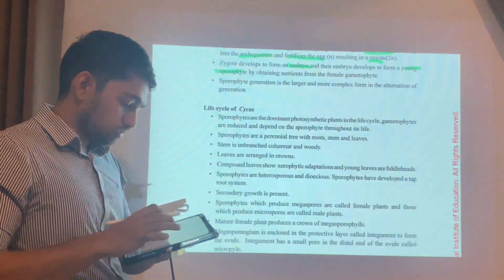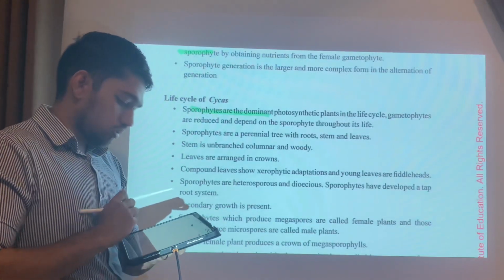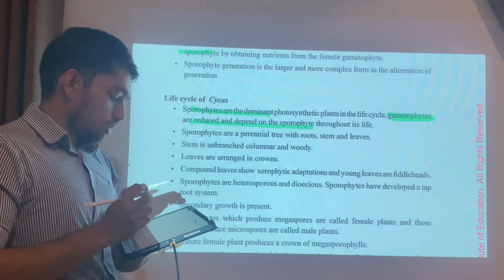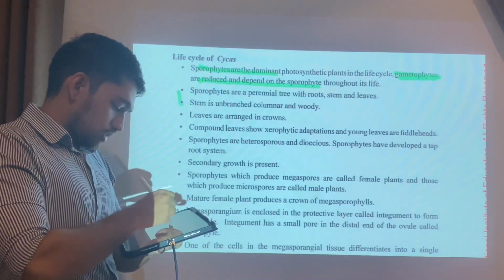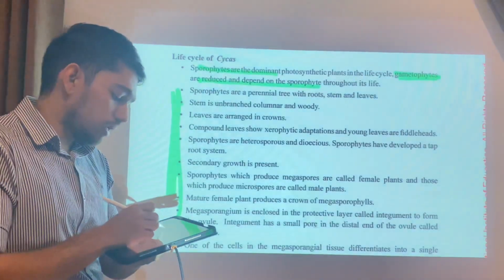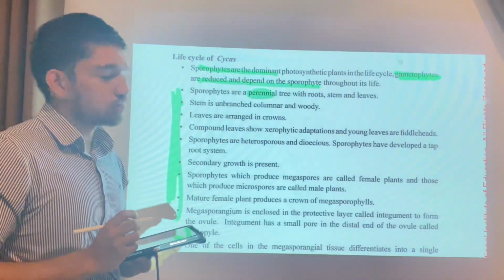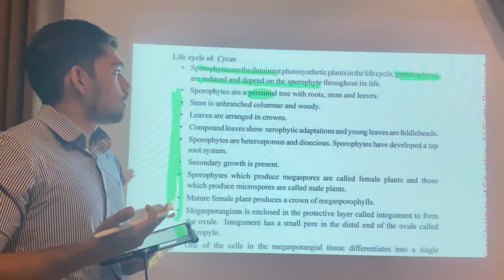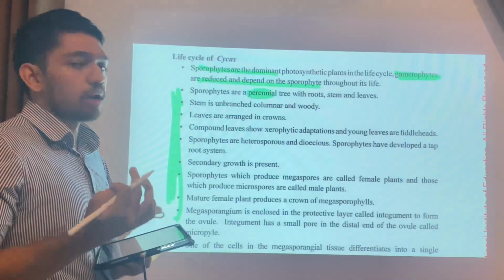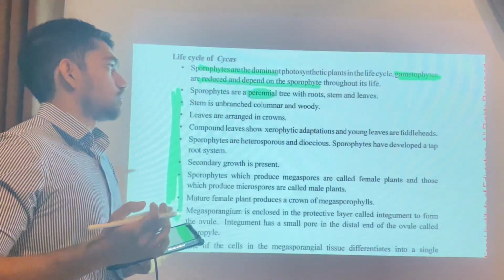Quickly let's go through. Right, sporophytes are the dominant. Gametophytes are very reduced and depend on the sporophyte. So this is the description of your sporophyte. A sporophyte is a perennial tree. Perennial tree means it is going to live multiple seasons, right? There are annuals, biennials, and perennials. That is some additional information.